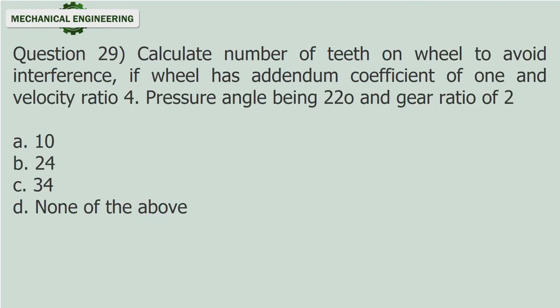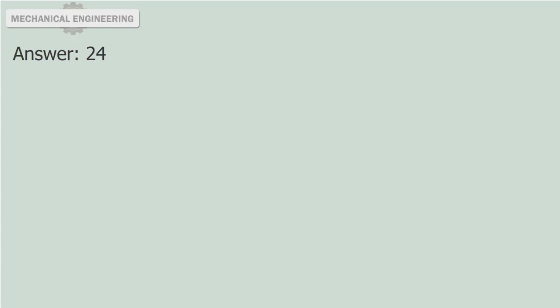Question 29. Calculate number of teeth on wheel to avoid interference if wheel has an addendum coefficient of 1 and velocity ratio 4. Pressure angle being 22.0 and gear ratio of 2. A. 10. B. 24. C. 34. D. None of the above. Answer: 24.